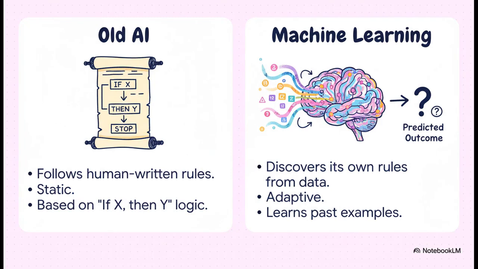So this chart really nails the difference, right? The old way was totally static. A human wrote a rule that said, if you see X, you must do Y. That's it. Machine learning, on the other hand, is adaptive. It looks at the data and says, this looks a whole lot like other examples of X I've seen before, and it learns from that experience.